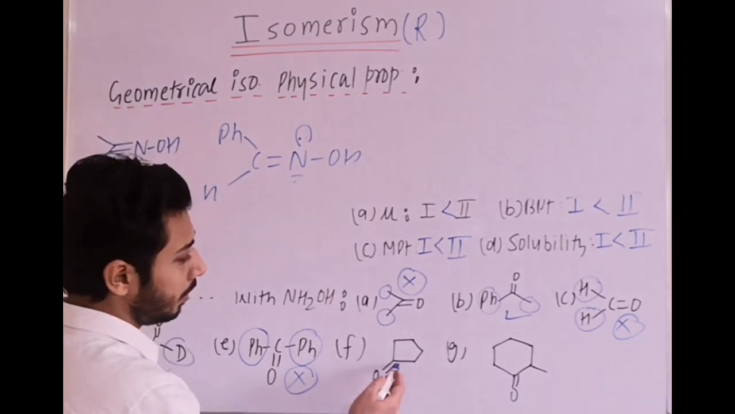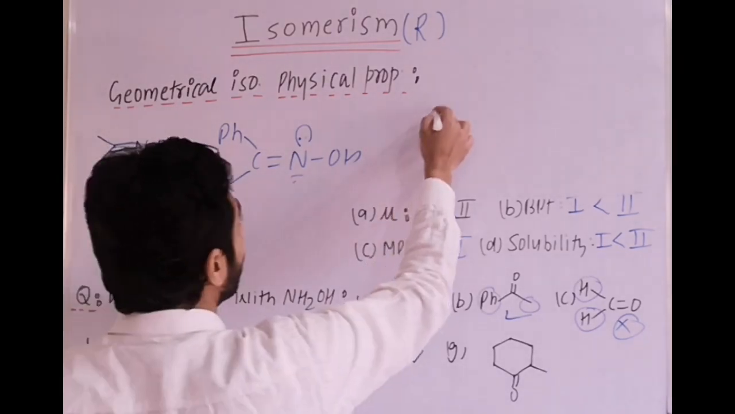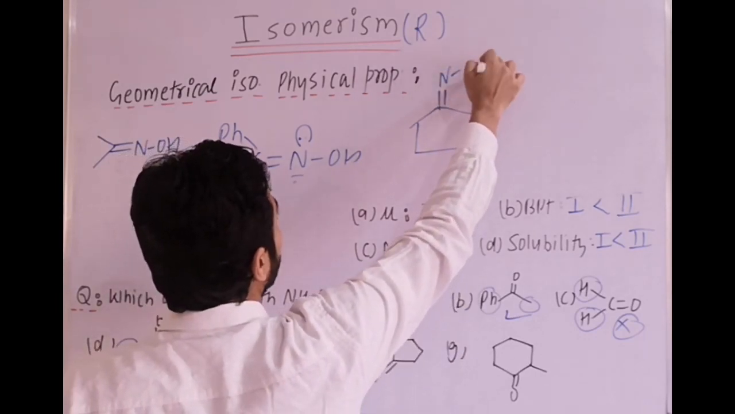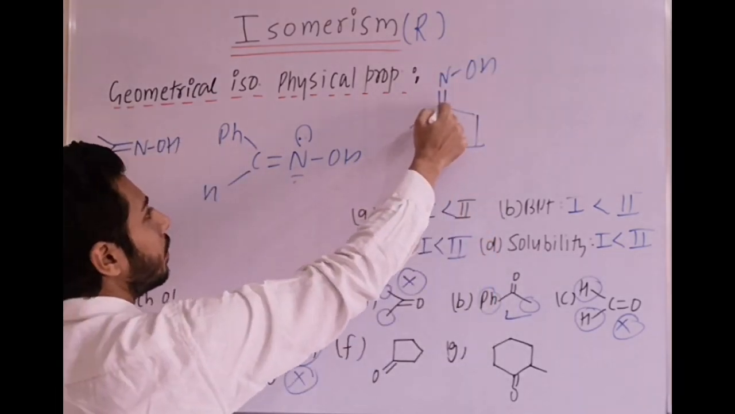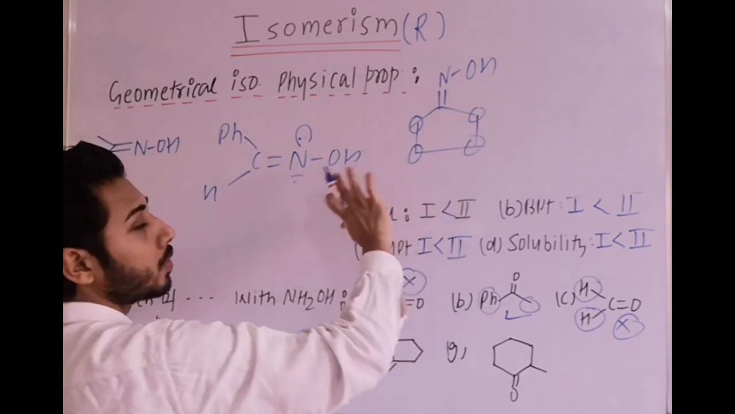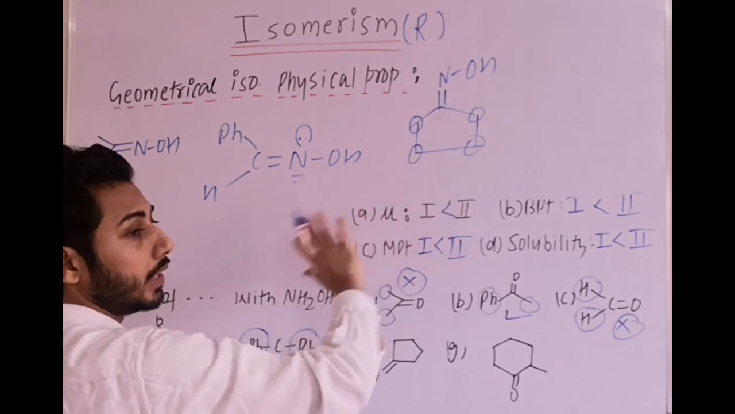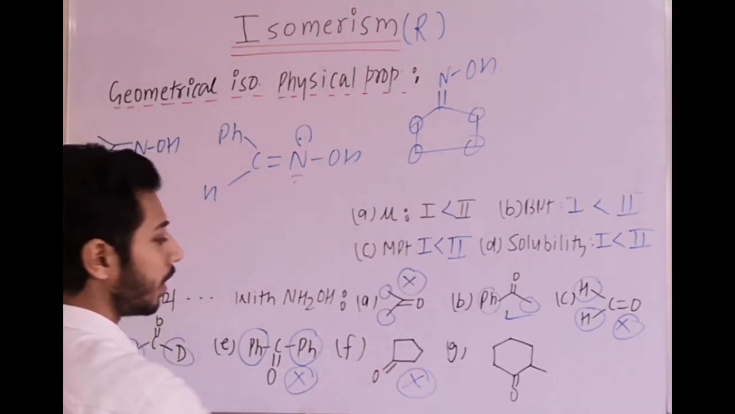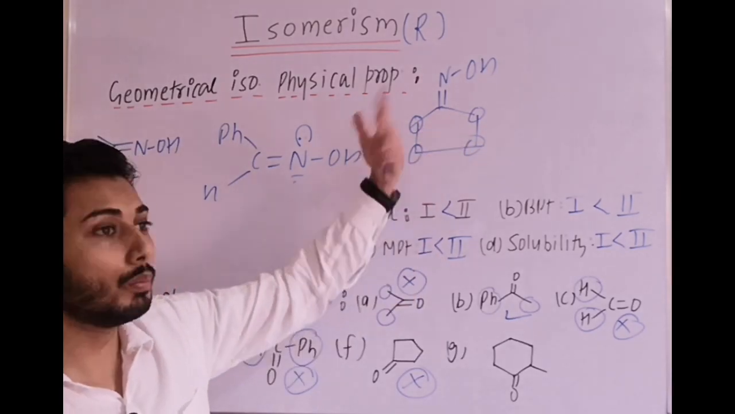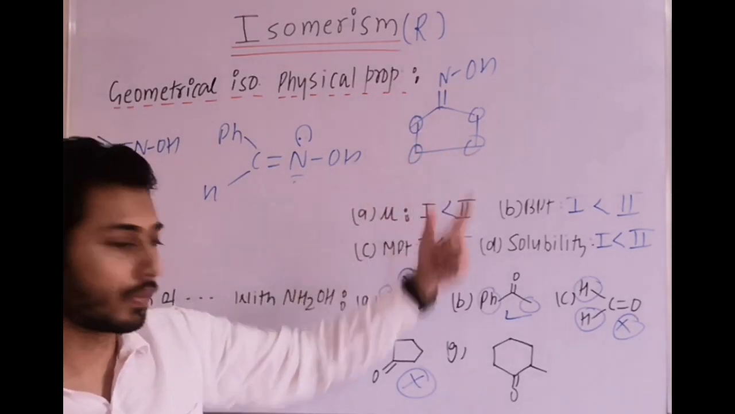Then the next example, this one, is also a very easy example. If you want to try, you can try it like that. This carbon contains two same groups, then move further to again the same groups. It is treated like that, so it will not show any geometrical isomerism. How to check? With that carbon, both sides CH2, move further, both sides CH2, no difference.